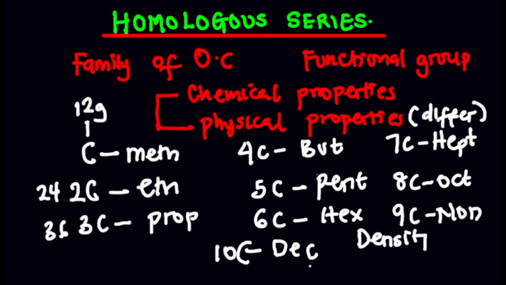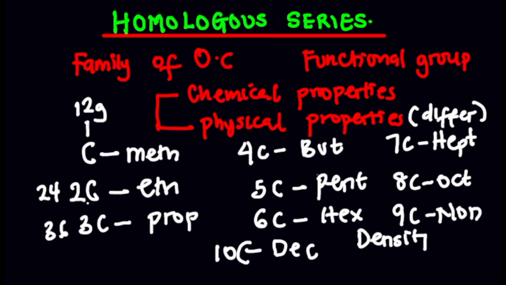Increase the number of carbon atoms, we increase the boiling and the melting point, and at the same time, whenever there is an increase in the molecular weight, right, from 12 to 24, from 24 to 36, definitely there's going to be an increase in the density as well. So the density of these compounds also increases down the homologous series. That's why they have different physical properties.